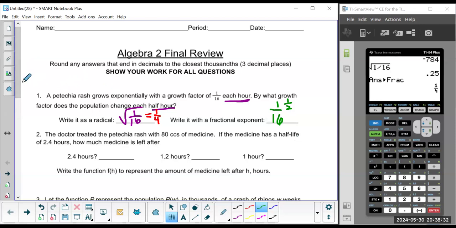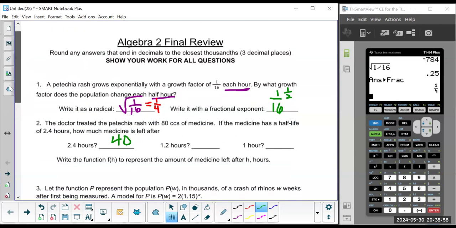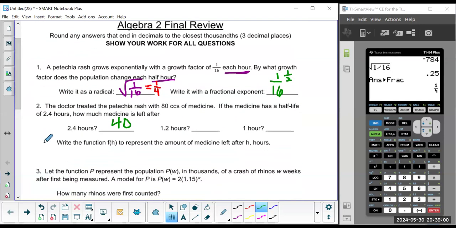So the doctor treated the petechial rash with 80 cc's of medicine. If the medicine had a half-life of 2.4 hours, how much medicine is left after 2.4 hours? Well, if it's getting cut in half every 2.4 hours and it's starting with 80, then 2.4 hours later, it's going to get cut in half. So that means there will be 40 left. That one we don't even need a calculator for. The other two, I think it's easier to do with the equation. So I'm going to skip to writing the equation part.